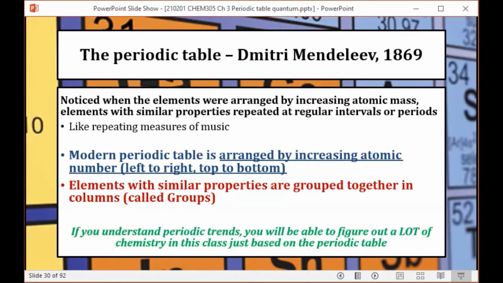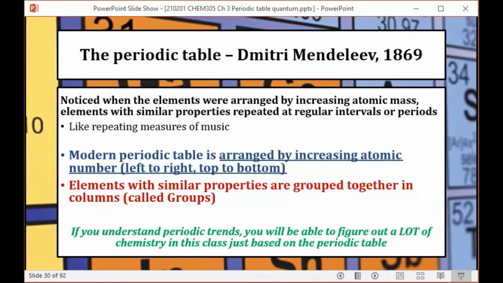And when we set up the periodic table this way, elements that have similar properties are grouped together in columns, which in chemistry we call groups. So if you can understand periodic trends, you're going to be able to figure out a lot of chemistry in this class just based on the periodic table.